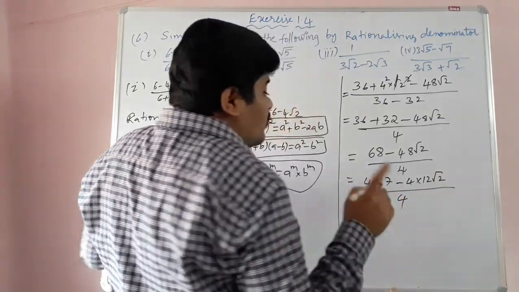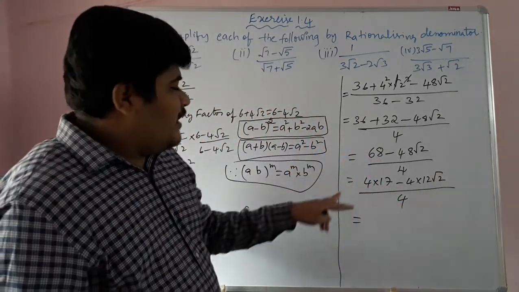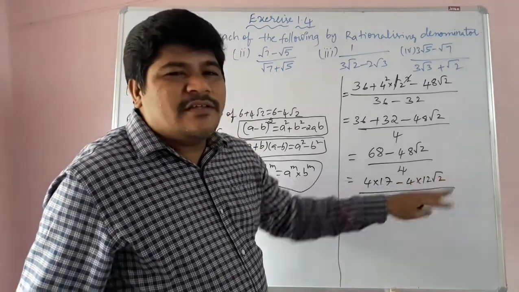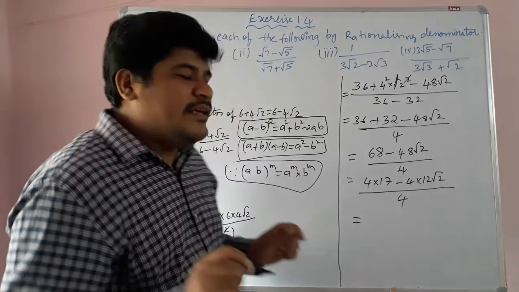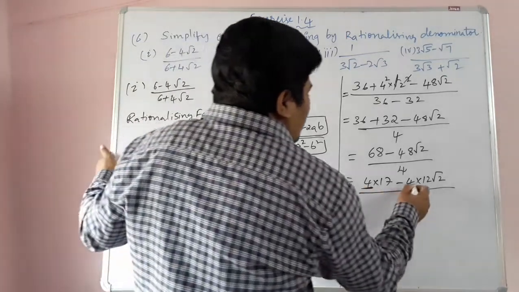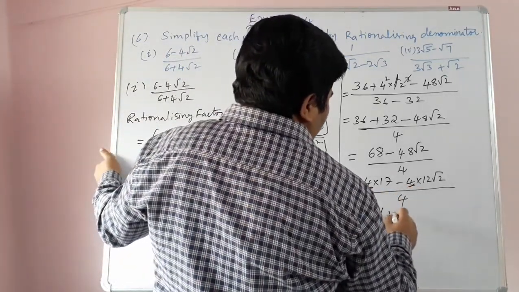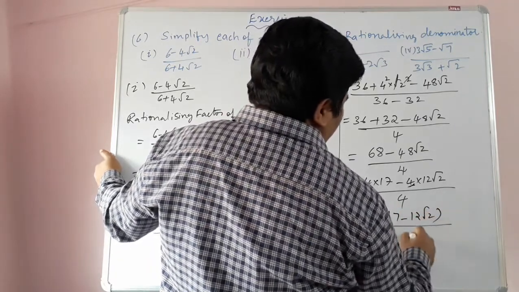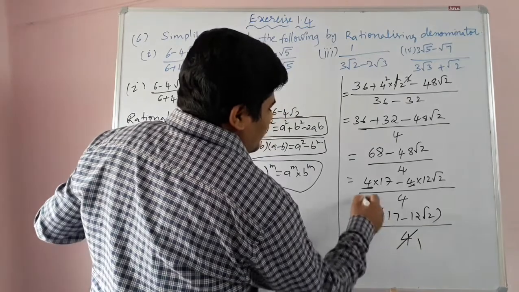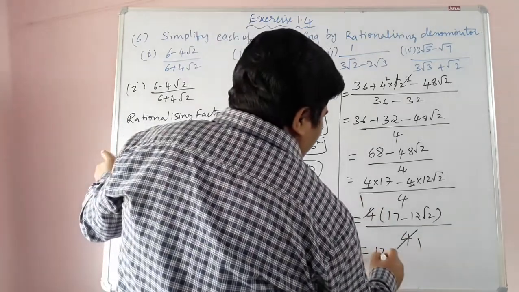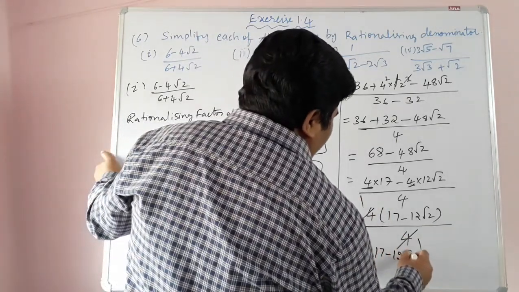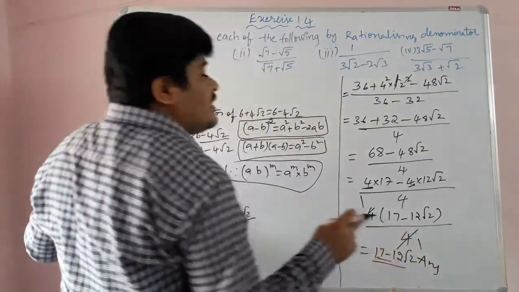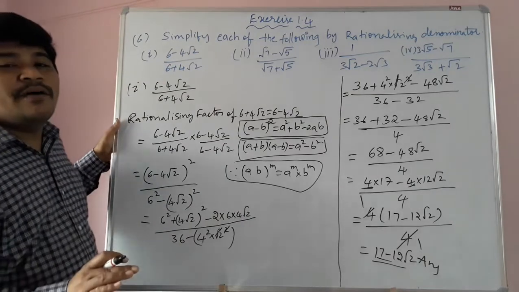So students, we have the distributive property. A into B minus A into C means we can write A of B minus C. It means we can take this 4 outside. So 4 of 17 minus 12 root 2 by 4. So students, 4 ones are 4, 4 ones are 4. So what is the final answer here? 17 minus 12 root 2. So this is the answer. And also the denominator is 1, which is a rational number.